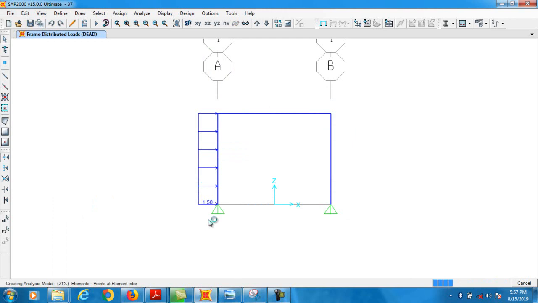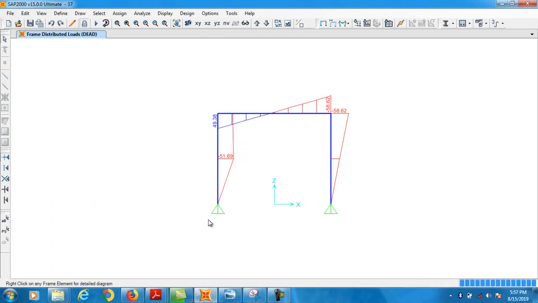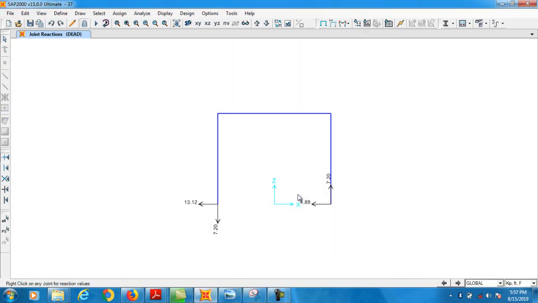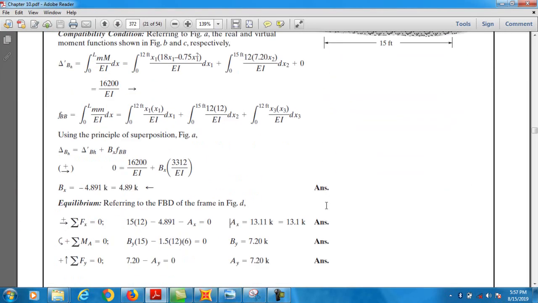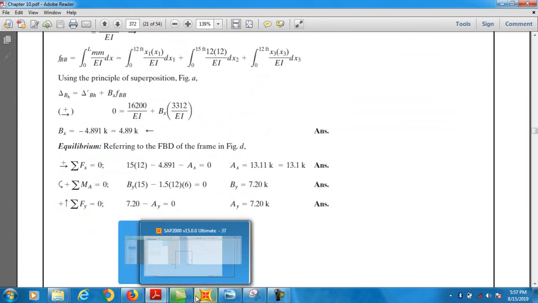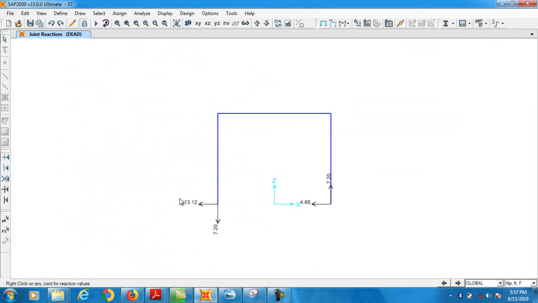Okay, so this is the shear force and bending moment diagram. We need reactions, so let's check the reactions. Clear? The reactions are 7.2, 13, and 7.2. Clear? So the reactions are okay.